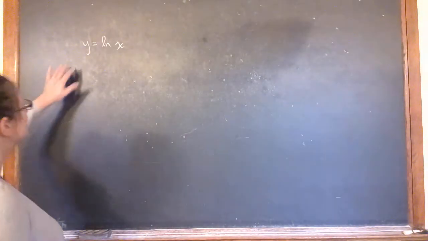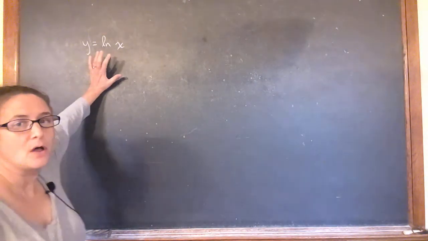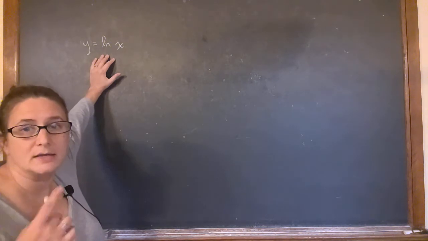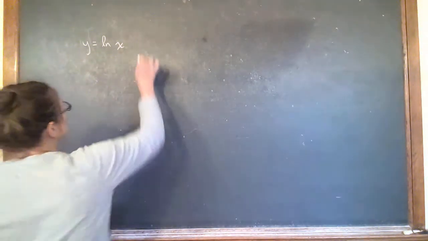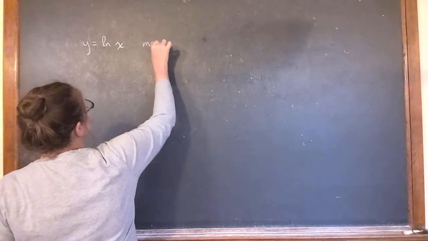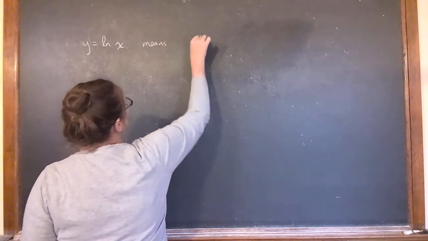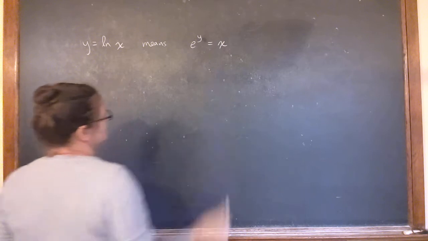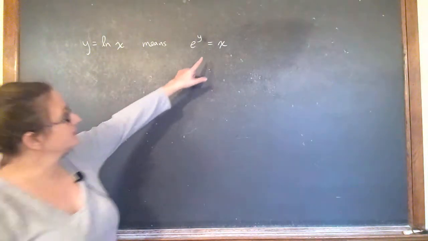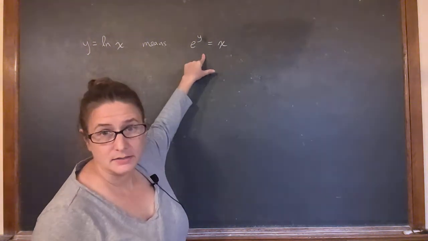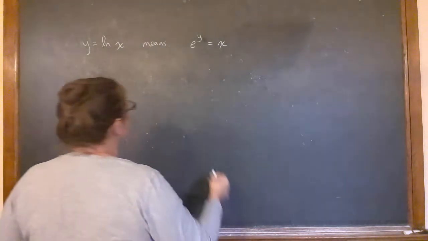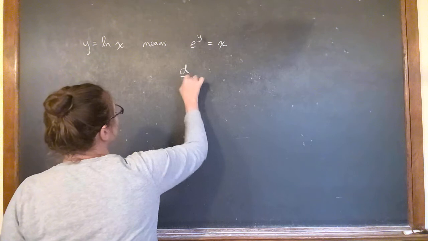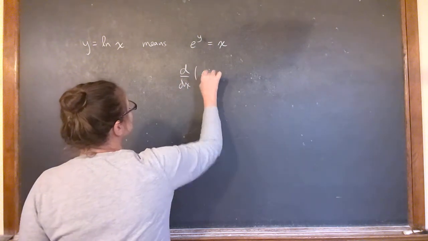So by definition, remember that the logarithm is defined as the inverse of the exponential. So if I have y equals natural log of x, this means e to the y equals x, right? And I'm going to differentiate this, and then I'm going to solve for dy dx. So this is easy enough to differentiate, right?